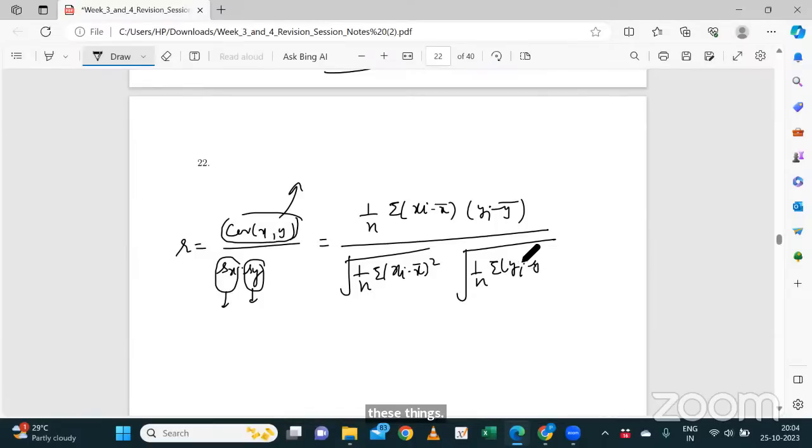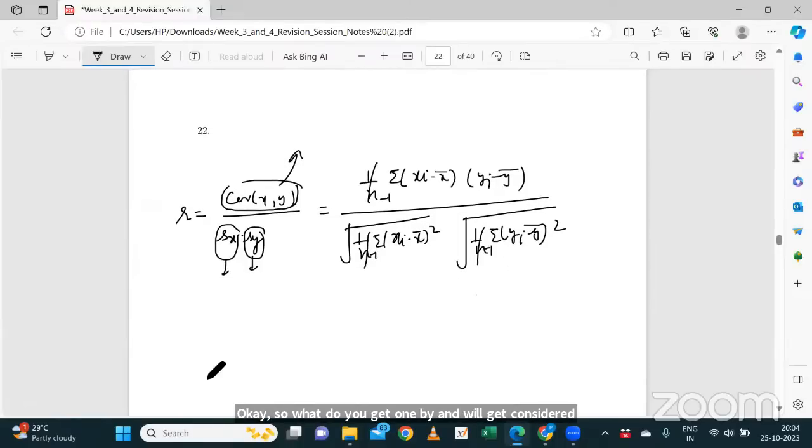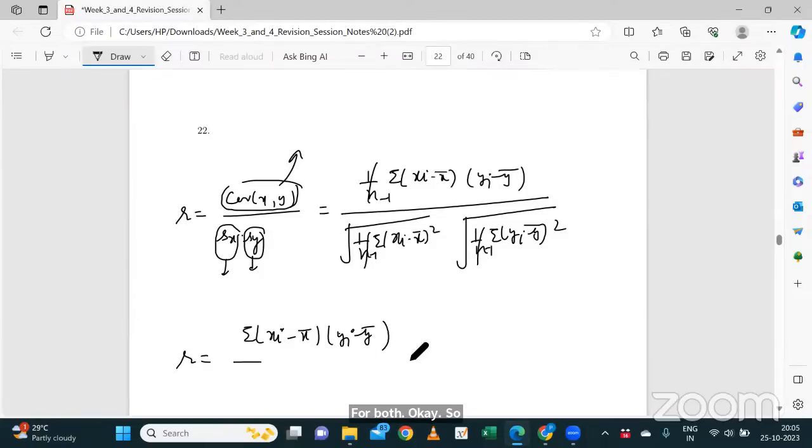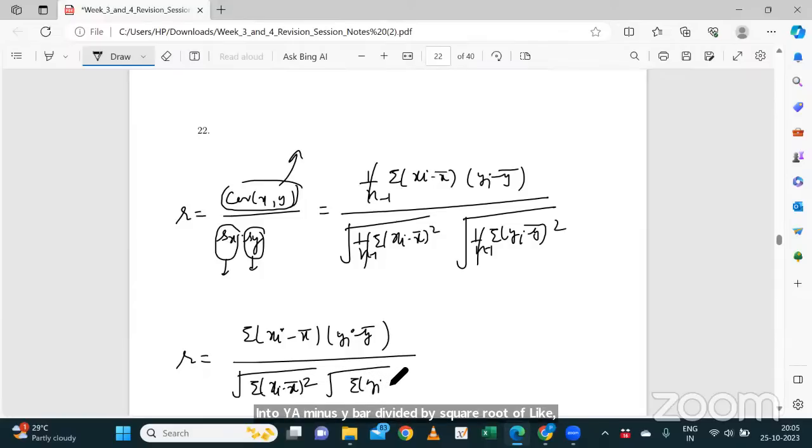Yes, sir. So what you will get, 1 by n will get cancelled out, right? If you are using n minus 1, then use n minus 1 for both. So at the end, r you are going to get summation of xi minus x bar into yi minus y bar divided by square root of summation xi minus x bar square, square root of summation yi minus y bar square. So at the end you can use this formula.